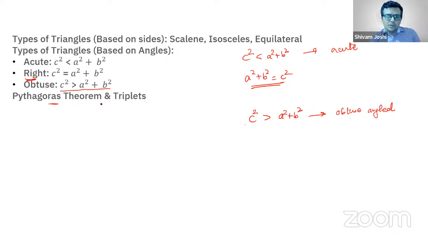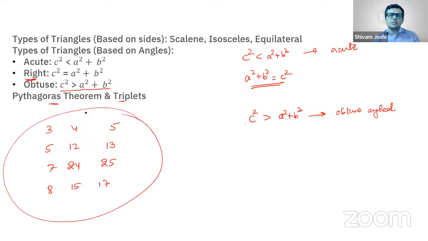And Pythagoras triplets, at least you should be familiar with these many triplets: 3, 4, 5, 5, 12, 13, 7, 24, 25, 8, 15, 17, right? Everybody should be familiar with at least these triplets, right?